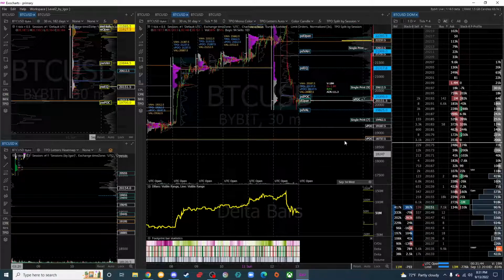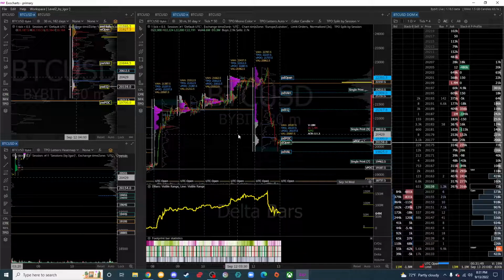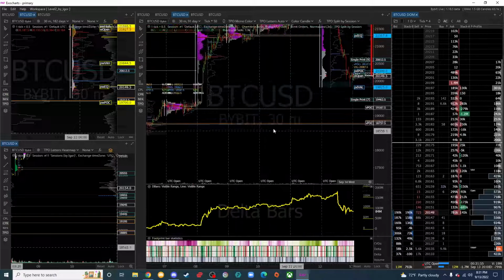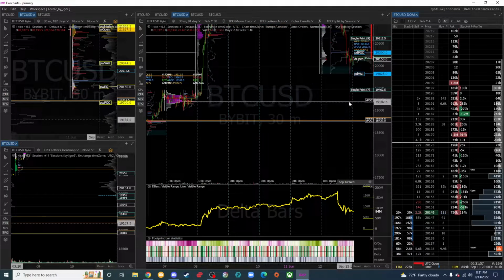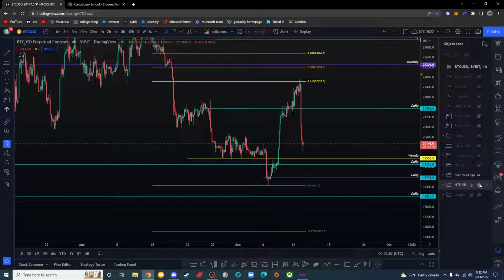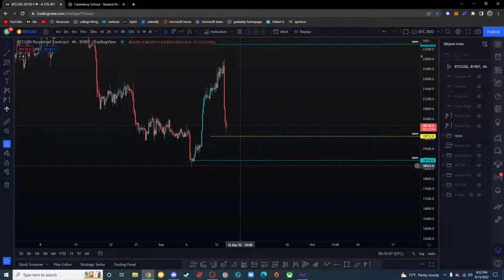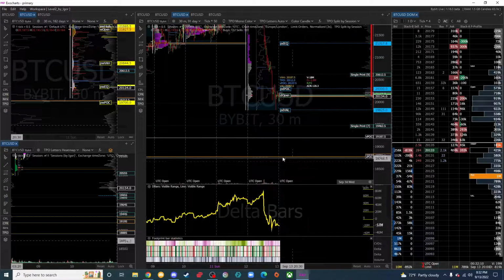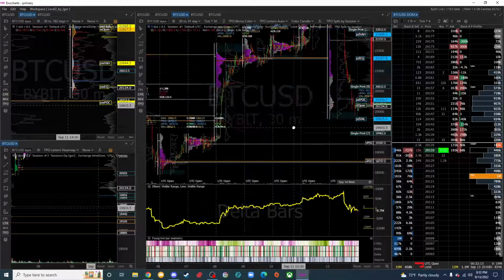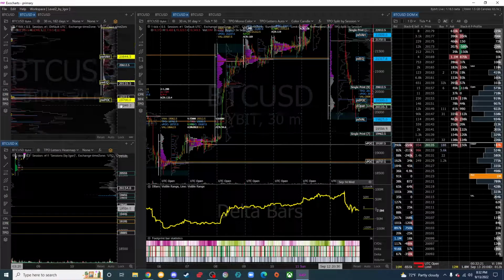Obviously leaving a big buying tail there. We filled the single prints that were left in this explosive move up originally. We have that daily NPOC below us. We have another NPOC, $19,187, $19,712.